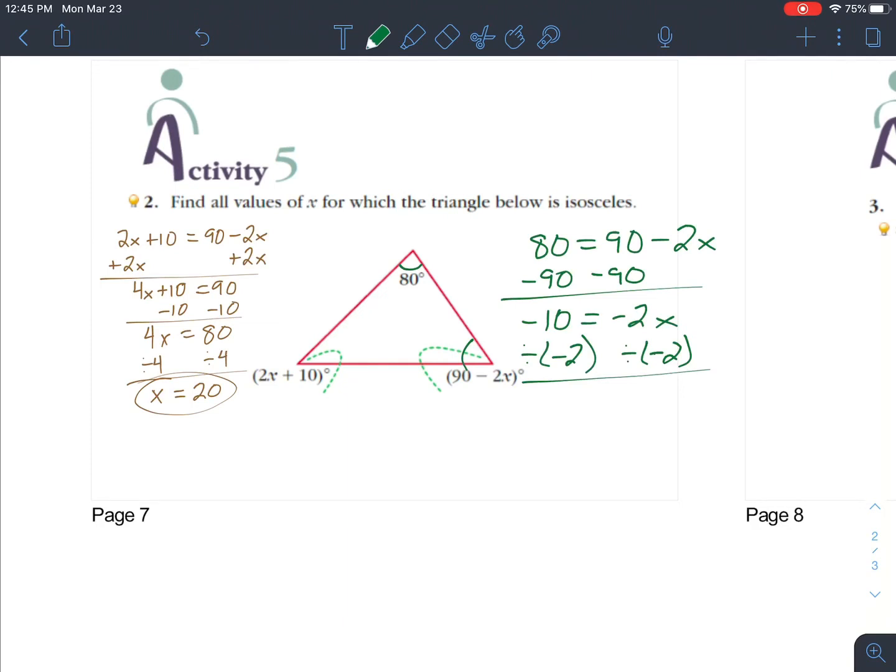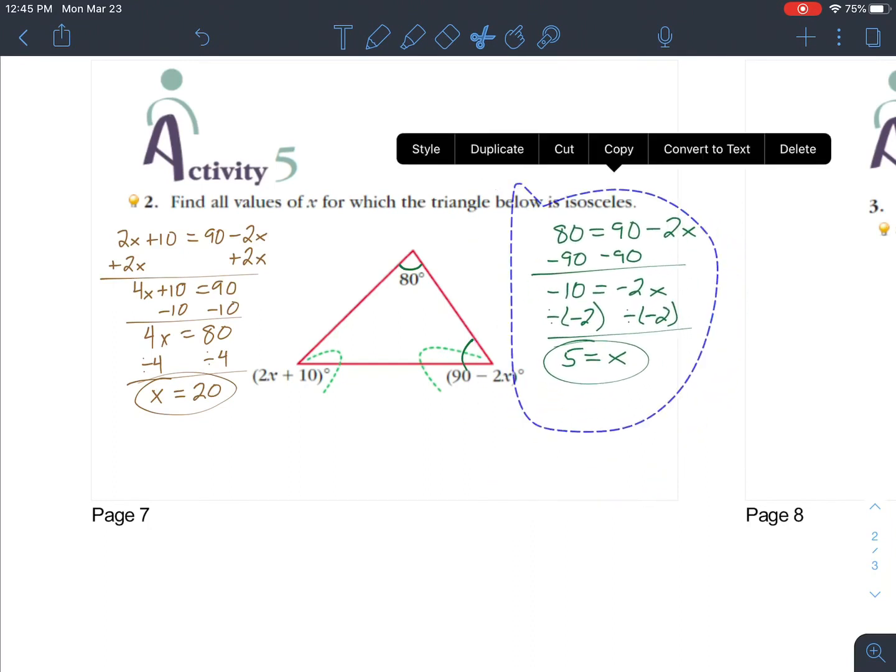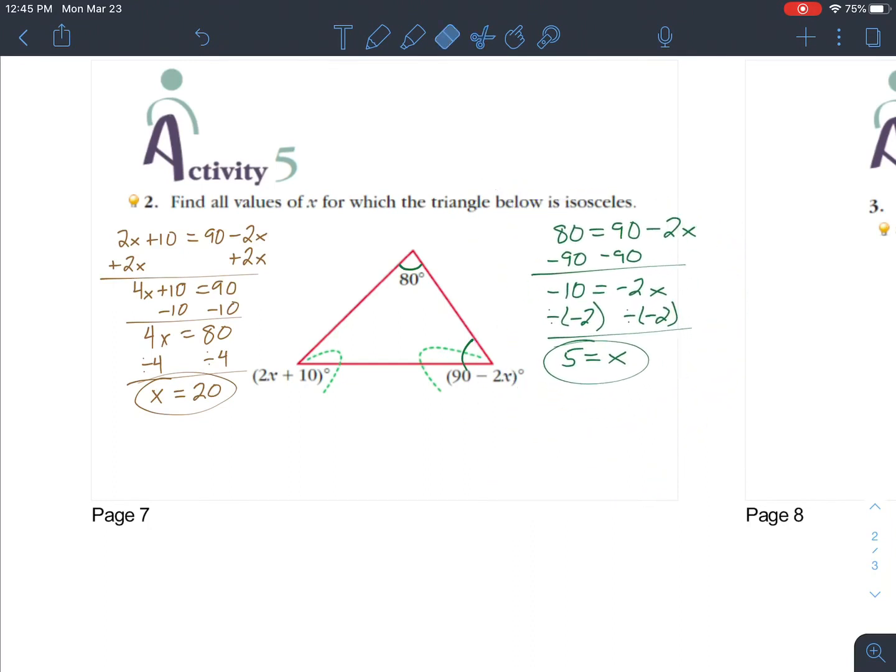And then we would see that our answer is x equals 5. Oh, I should circle that actually. So that was a possible answer for us, was that x could have been 5. But that's still not all the possible values, because there's one last combination we could have had.